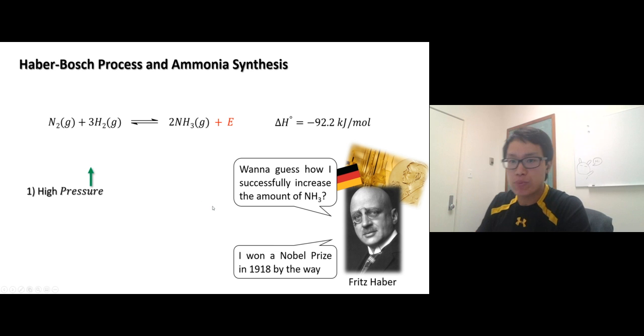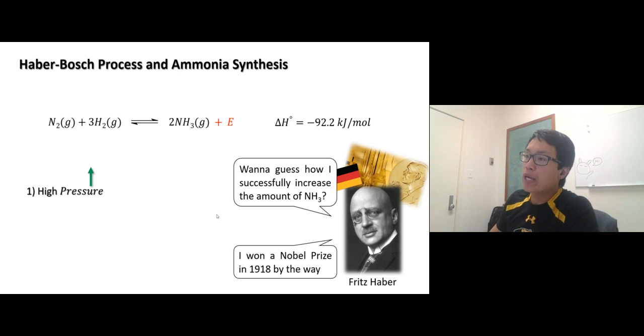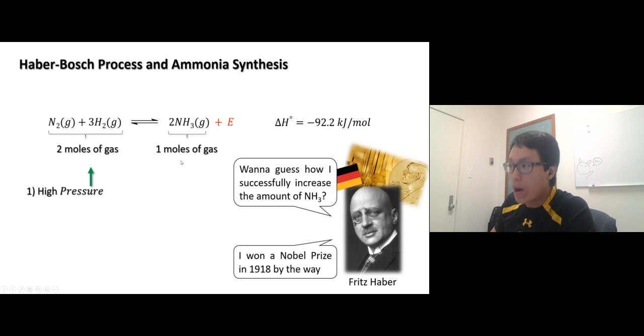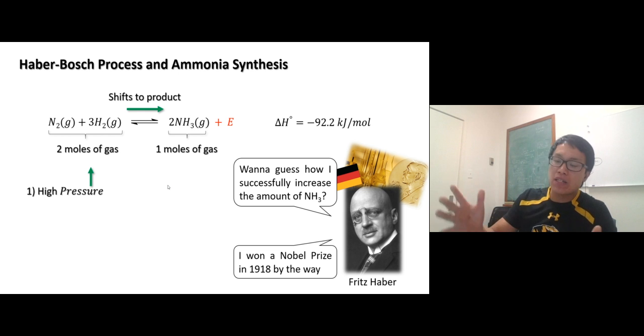Number one, increase pressure, right? How does this help to make ammonia? Well, high pressure. Take a look at the gas. There are 2 moles of gas on the left side and 1 mole of gas on the right side. If you increase the pressure, the equilibrium will realize that, oh my God, too much pressure here, so we have to move to the side that produces less gas, shift to the right, so making more ammonia.